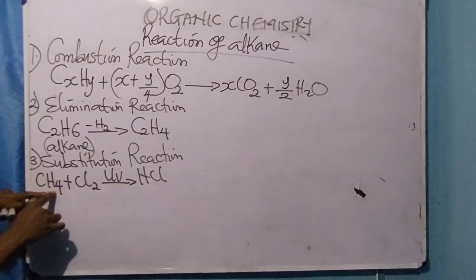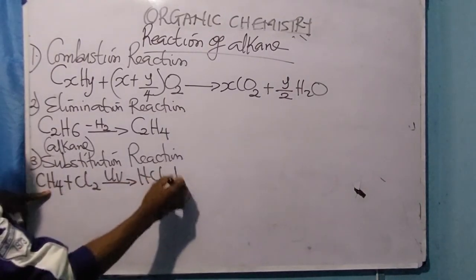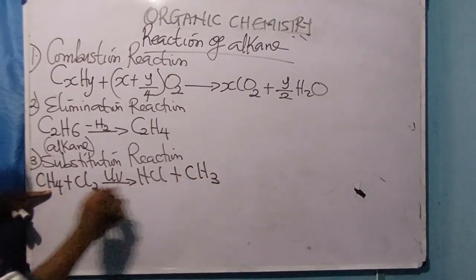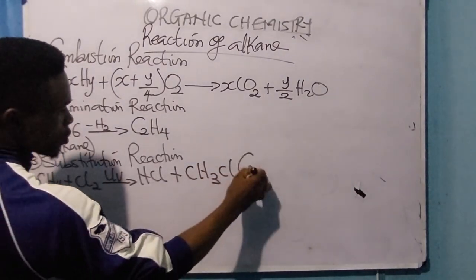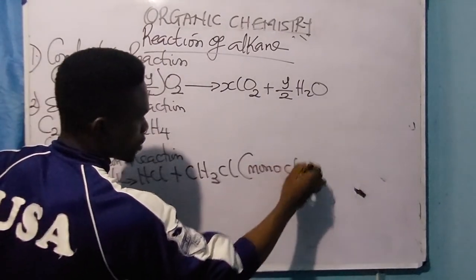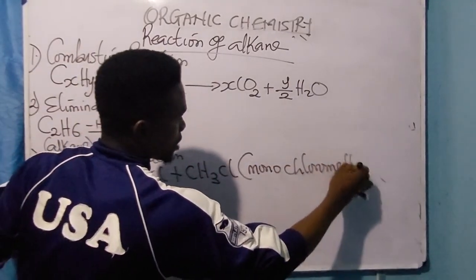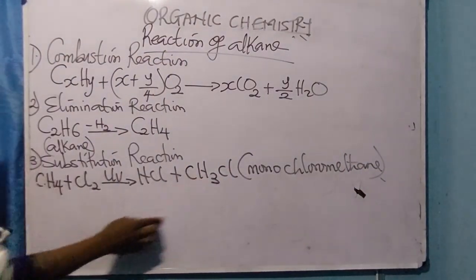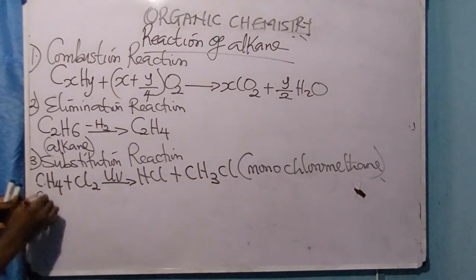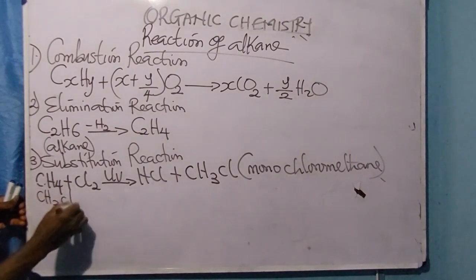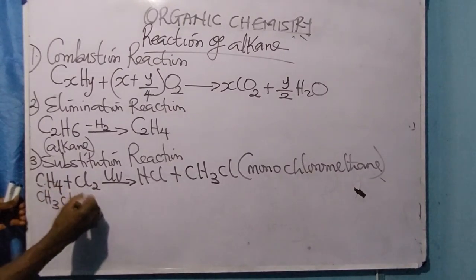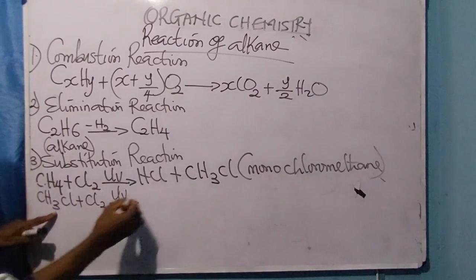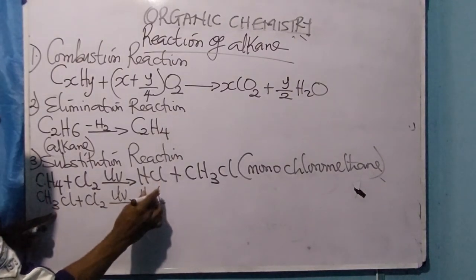Now I've taken one H from here, so I'm left with what? CH3. And I've taken one Cl from here, I'm left with what? Cl. Now this is what? A monochloromethane. Alright? Monochloromethane. We have produced this. This will come over to this place again. CH3Cl. We'll react it with Cl2 again. Don't forget, UV light is acting as a catalyst. Now HCl will be produced definitely.